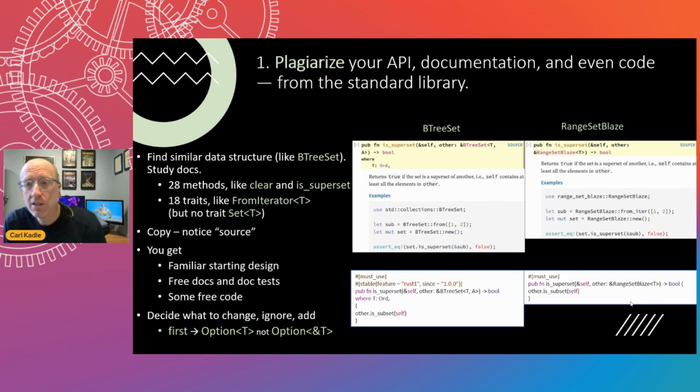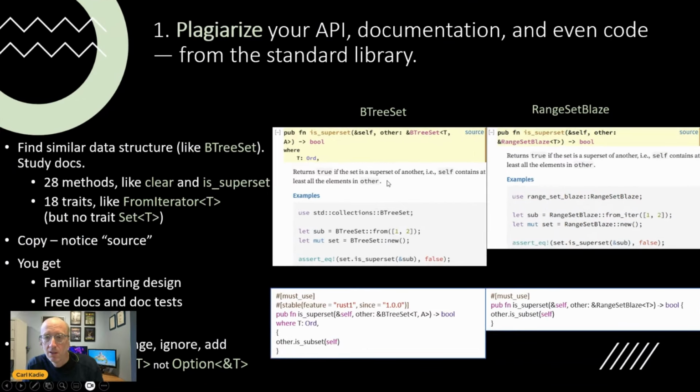So when we look at the BTreeSet documentation, let's look at is_superset. We can see that we get a nice function signature, a nice description, and some examples that actually can be run. And most importantly, there's a source button here in almost all Rust documentation. When we click the source button, we'll see this code down here, which is the actual implementation of the library version of BTreeSet.